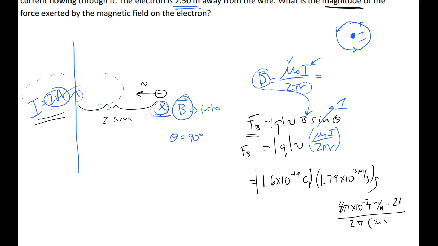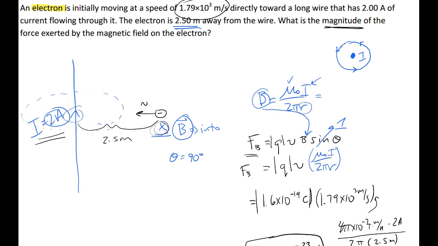The distance, we said the electron is from the wire, is 2.5 meters. So if I plug all that in my calculator, we get 4.58 times 10 to the negative 23rd newtons. Now it does say we want to find the force, but I don't need to worry about the direction. The reason I don't need to worry about the direction is because it said just the magnitude.